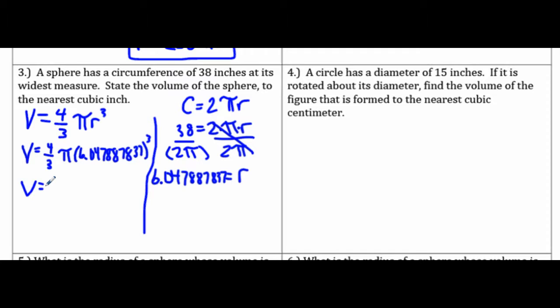So 4/3 times the pi times... I'm doing second negative because I have that answer in my calculator still, that 6 number, and then just raise it to the 3rd power. Nearest cubic inch comes out to be 927, it would round to, cubic inches.